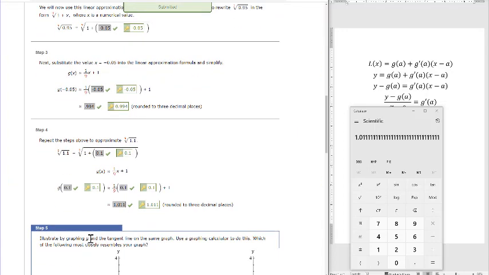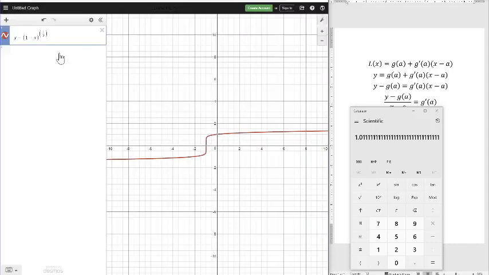Illustrate by graphing this and the tangent line. So I have in my Desmos calculator the graph of 1 plus x to the 1/9 power. So if I just throw in the tangent line, which is 1/9 x plus 1, I'm going to have this tangent line over here.